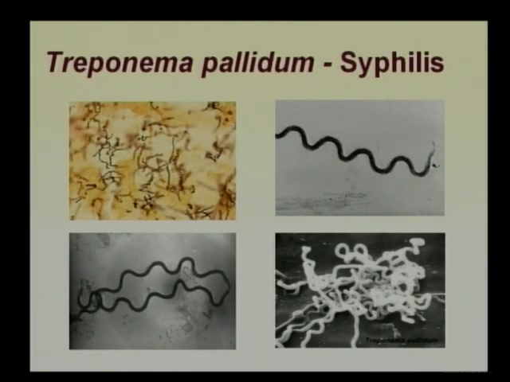Another one is Treponema pallidum, which causes syphilis in human beings. This organism is a kind of spiral bacteria. In the case of Treponema pallidum too, it is an obligate parasite and cannot be grown on laboratory medium, but still trials are going on where we try to cultivate them in experimental animals.